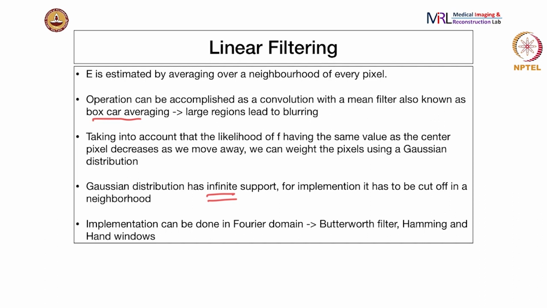So there are different filters in the Fourier domain for denoising, and many of them are just low pass filters. We assume that the sudden fluctuations in a small neighborhood occur only due to noise, and that conforms to the high frequency components in the image. So you cut them off by using low pass filters. For instance, Butterworth, Hamming and Hanning windows are some of the more commonly used ones for image denoising.